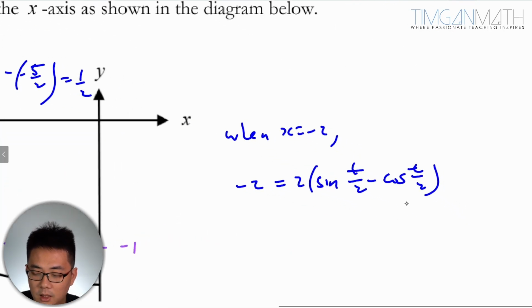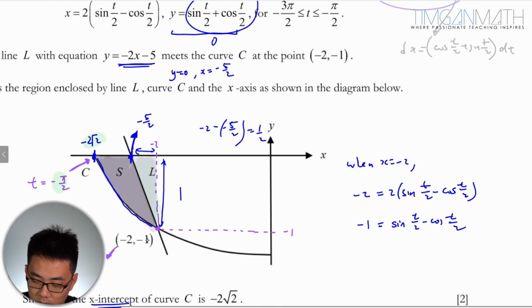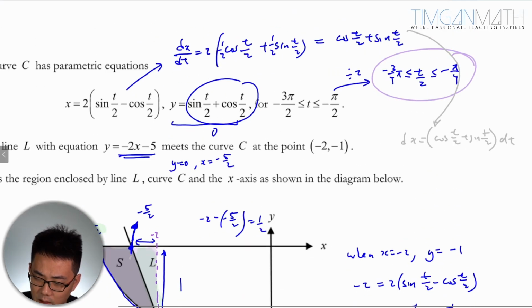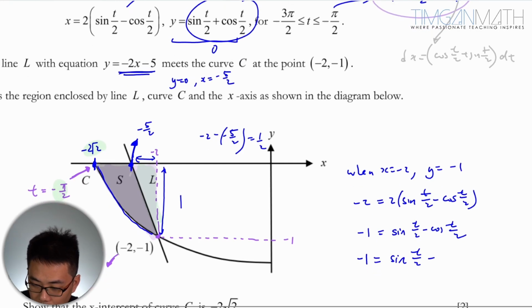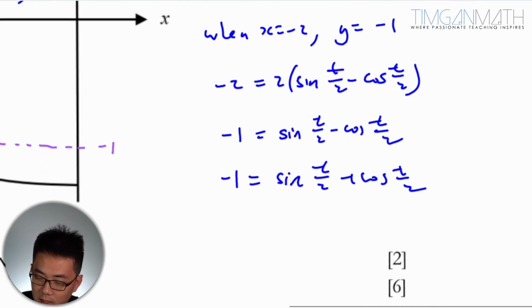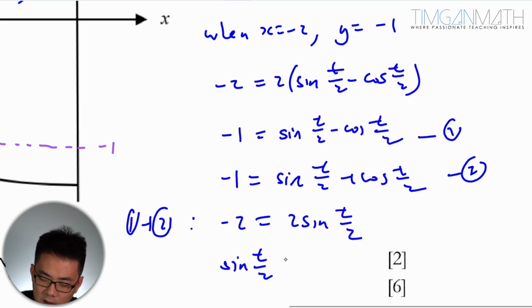Now this looks complicated. This one doesn't seem like we can solve, because it's going to take a while. So I would suggest we use when y is equals to -1. Then -1 equals to sine t over 2 plus cosine t over 2. Suddenly, we can just add them up, add both of them up, and we will get -2 equals to 2 sine t over 2. So sine t over 2 is just -1.